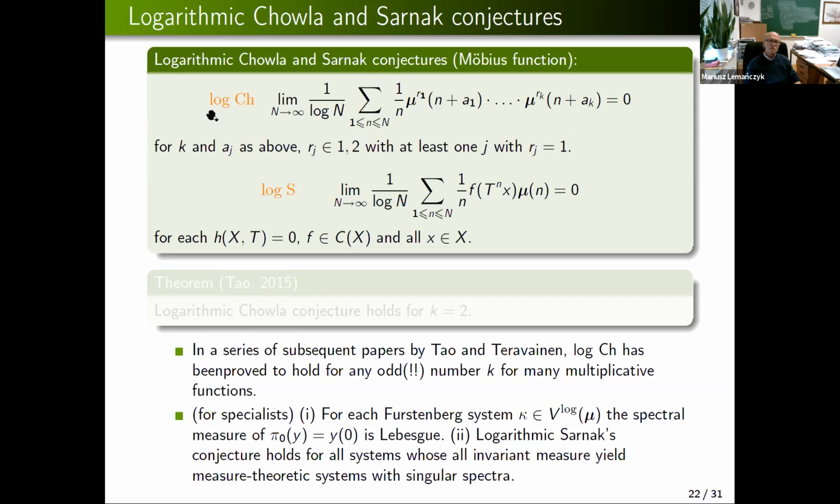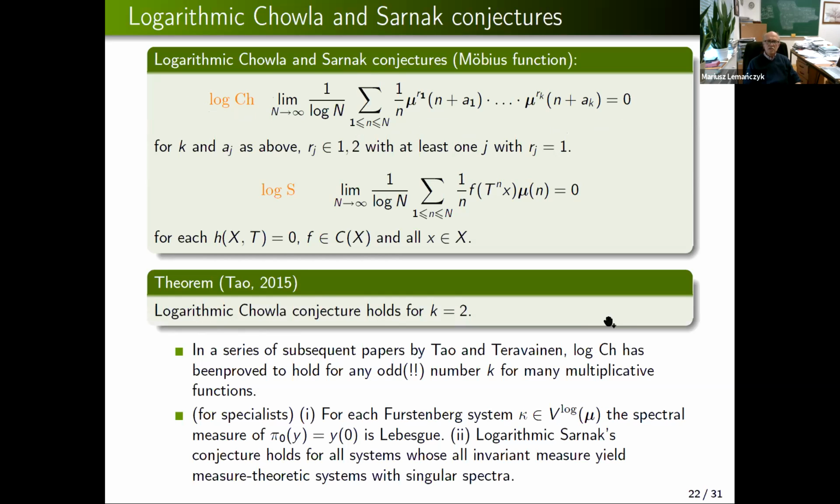okay, he asked what happens with Chowla and Sarnak's conjecture when we change the way of averaging. So instead of traditional Cesaro averages, we consider logarithmic averages. Then we obtain this logarithmic Chowla and logarithmic Sarnak, and we have the same questions. The first astonishing result was that he proved that the Chowla conjecture holds for k equal to 2. Before, this was known for k equal to 1, which is just the prime number theorem I mentioned before. But k equal to 2 was considered unachievable. So he proved it.